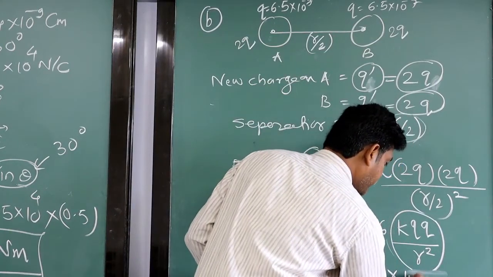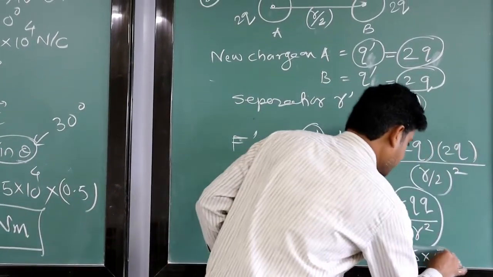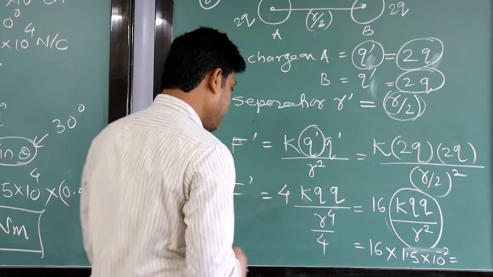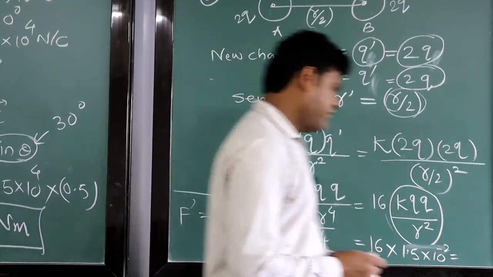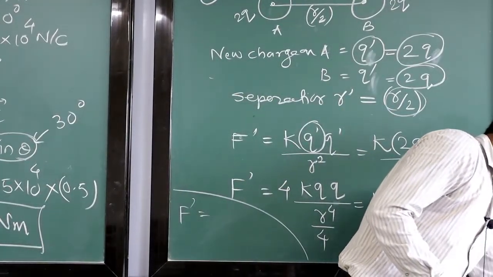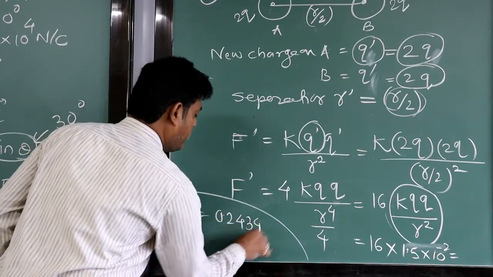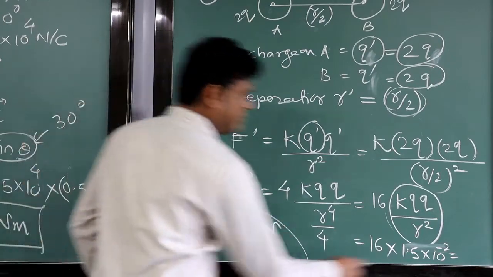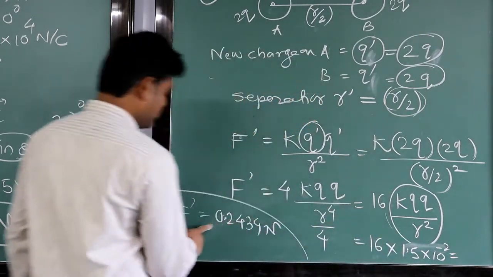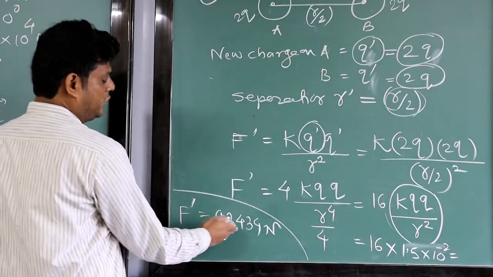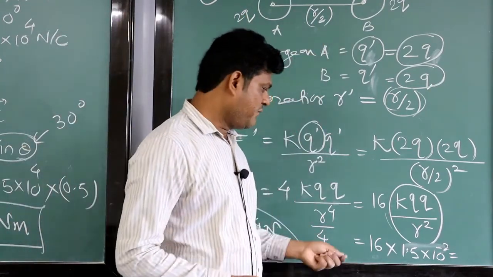We have already calculated the value, that is near about 1.5 times 10 to the power minus 2. By multiplying this, you can write your final answer: F dash equals 0.2434 Newton is your final answer, right? After multiplying 16 by 1.5, you will get this answer. So the new force F dash will be 0.2434 Newton. Here also the force will be a repulsive one.